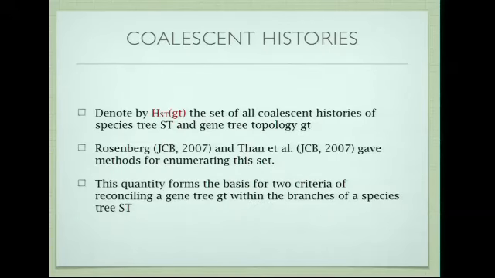Now, if we denote by the set H sub ST of GT the set of all coalescent histories of gene tree GT and species tree ST, then this concept of the set of coalescent histories is the basis for certain definitions for reconciling gene trees. Noah Rosenberg and our group in 2007 gave algorithms for enumerating this set. Okay.